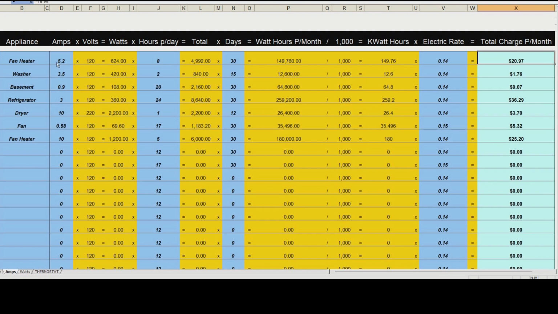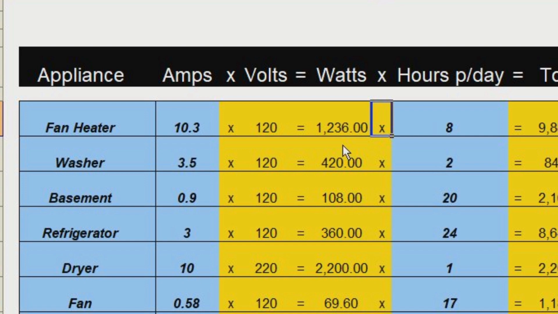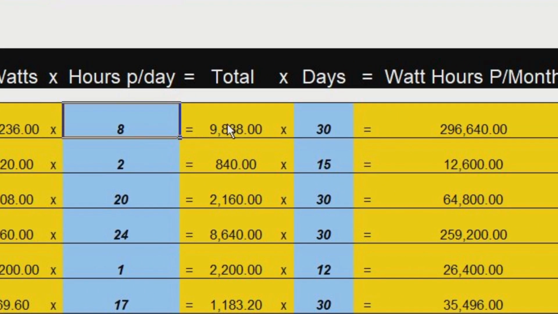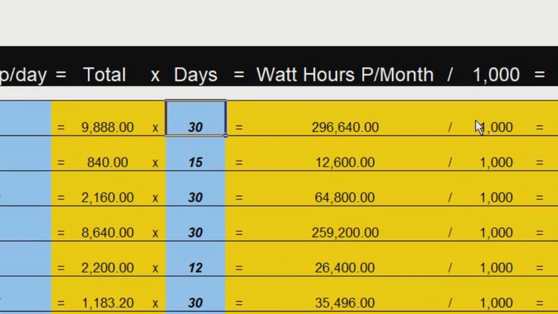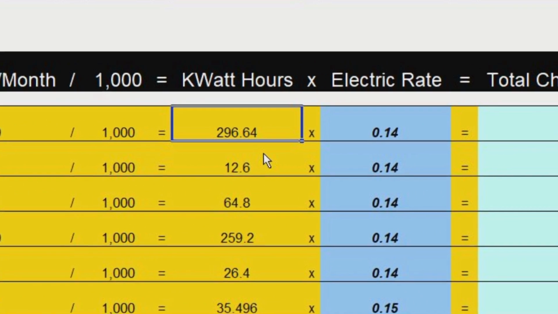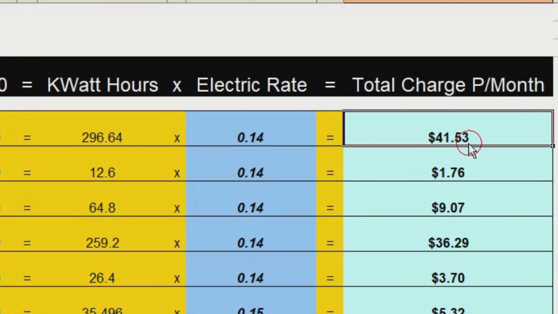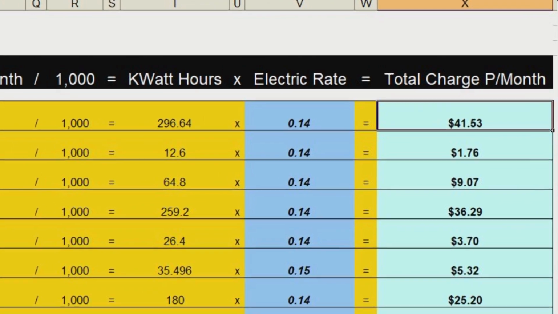Now, if I change the setting and bring it to 10.3 amps, that's going to force me to use 1,236 watts. 8 hours a day for 30 days, I'm going to be using in a whole month 296.64 kilowatt hours times 14 cents. So this is going to be my cost for the whole month if I'm using it 8 hours per day.